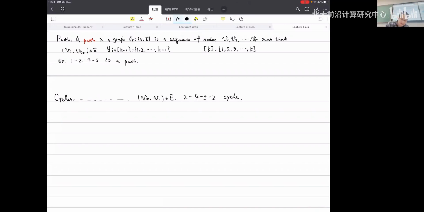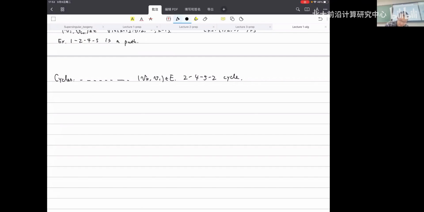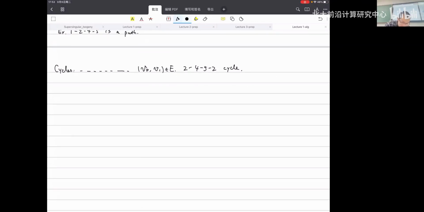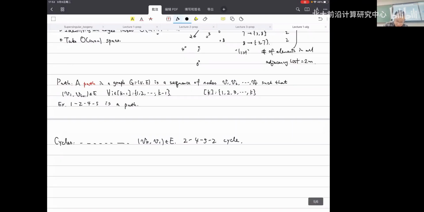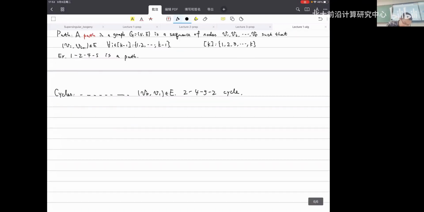Yes, it allows. This is an interesting question. A student asked whether a path allows the same vertex along the line. By the definition, we didn't assume this in a path. If for arbitrary i not equal to j, vi not equal to vj, I think we call this a Hamiltonian path, if I remember correctly.